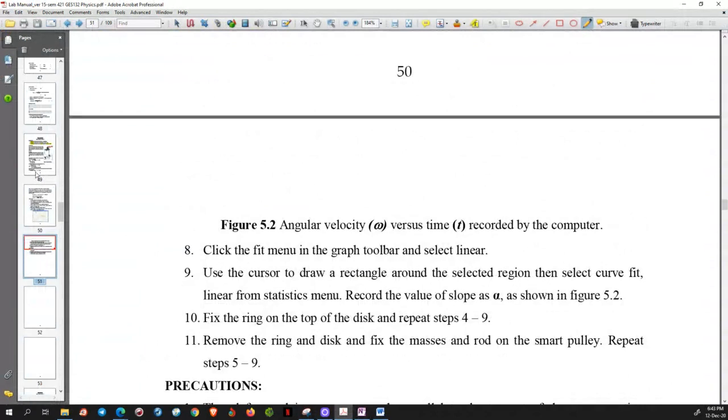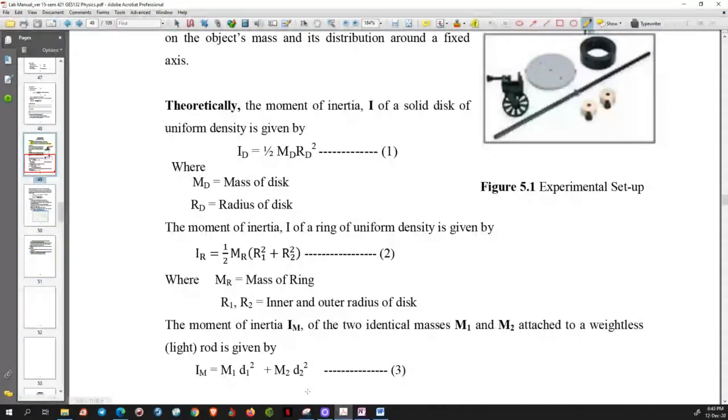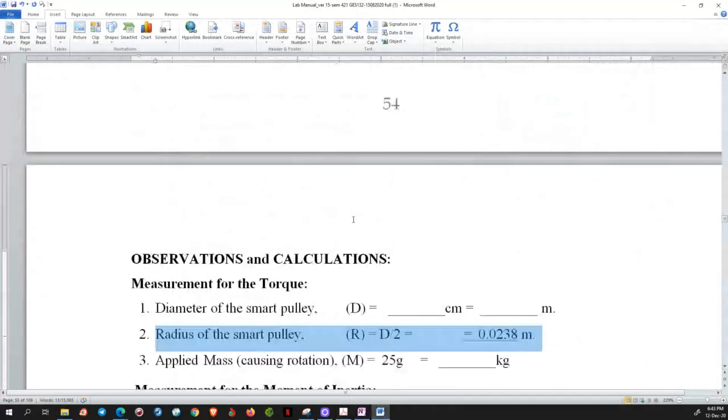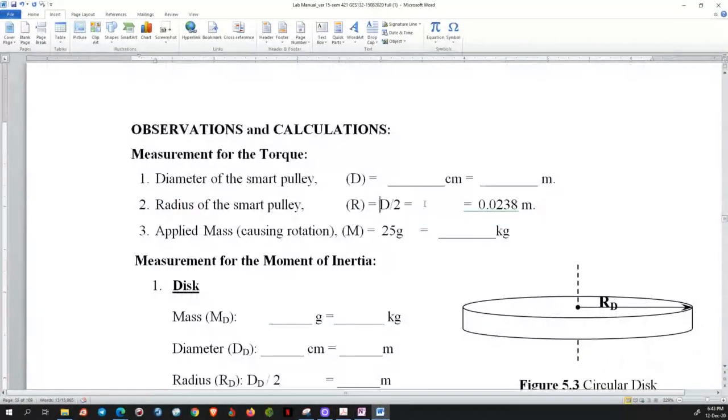Go to the reading for the applied mass. Oh, it's not here. I'm sorry. We are using Word. Okay. For the applied mass, 25 gram or 0.025 kilogram.